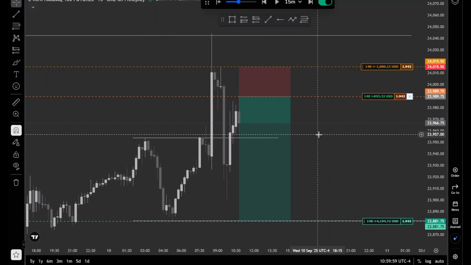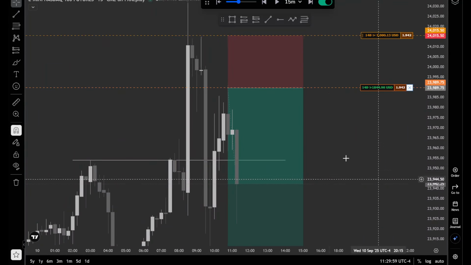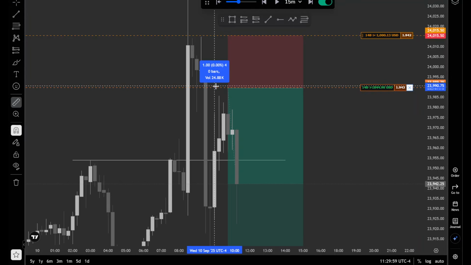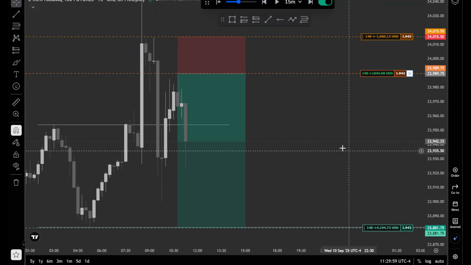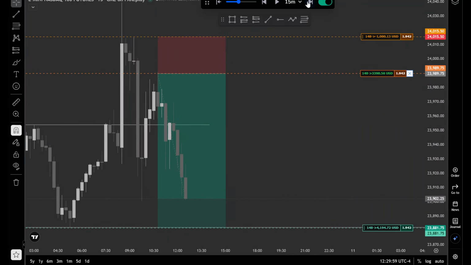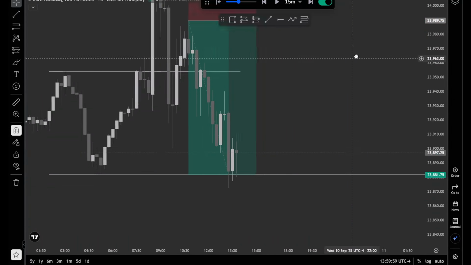Okay, we're filled in. Damn, look at that top tick though. Look at this. We got 1 point of drawdown. Just start learning this, man. It's beautiful. Just gonna break even. And we take our target, right?